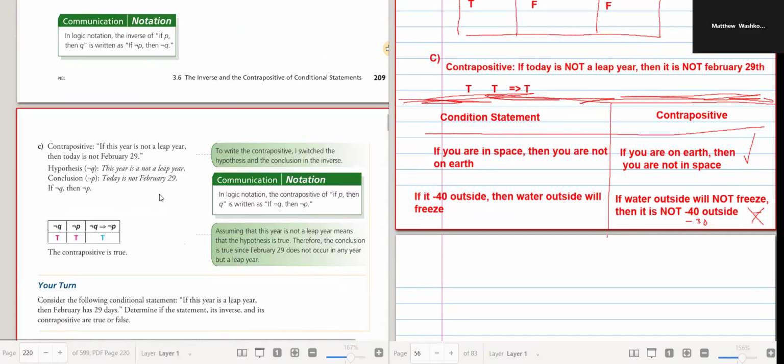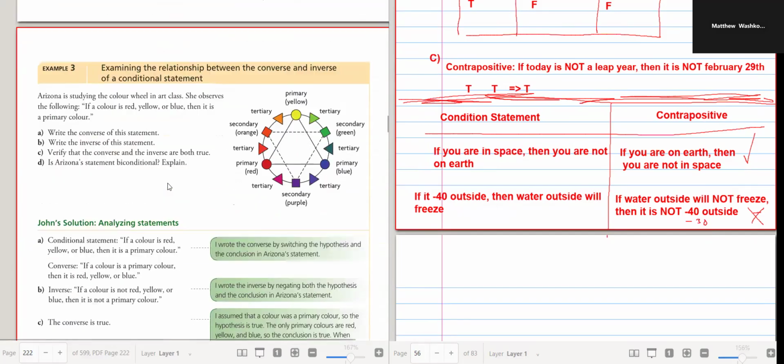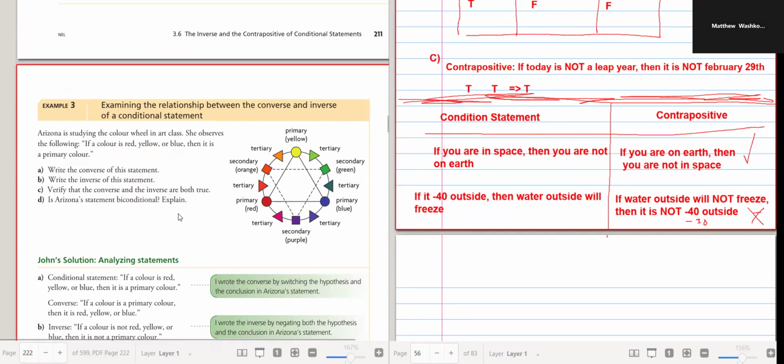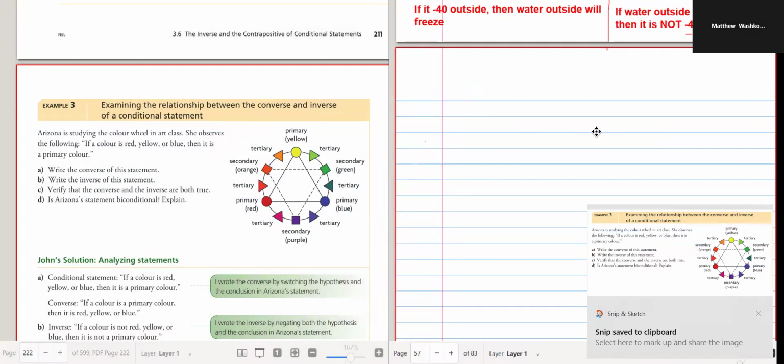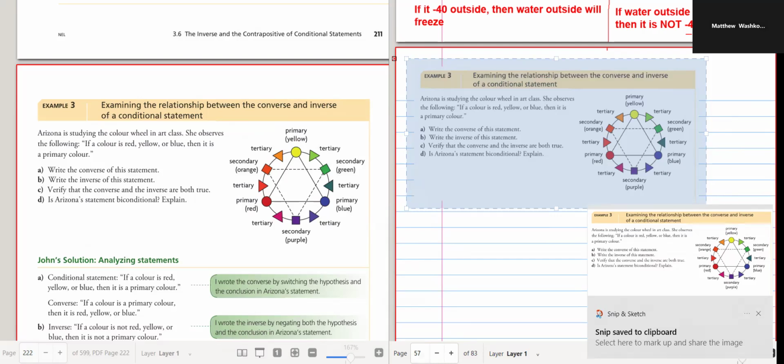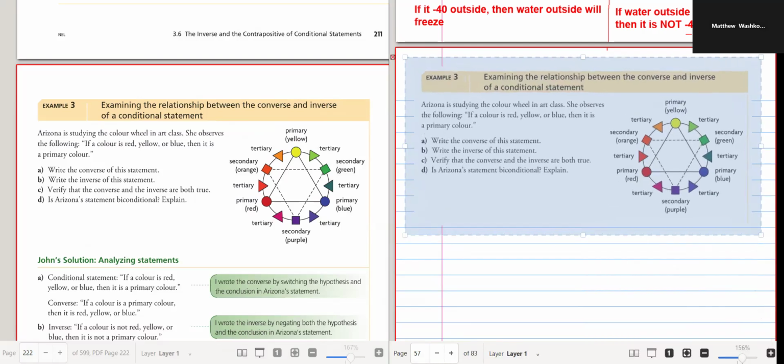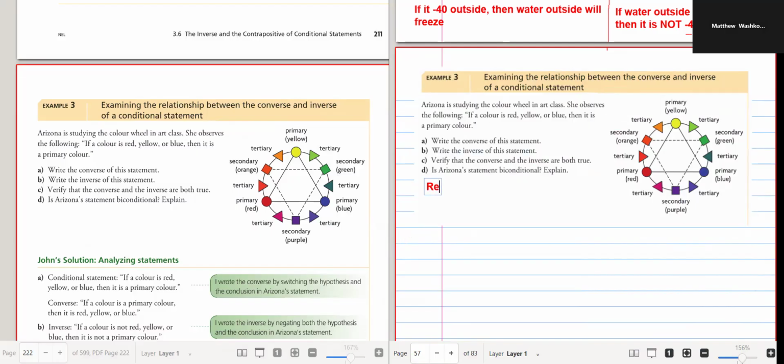I want to go to question 3 here. This one's going to be kind of hard for you because you don't have colored pencils and stuff. So you're going to have to instead just refer to your textbook. Maybe leave a note here that says something like refer to page 212, because you're not going to have the wheel.